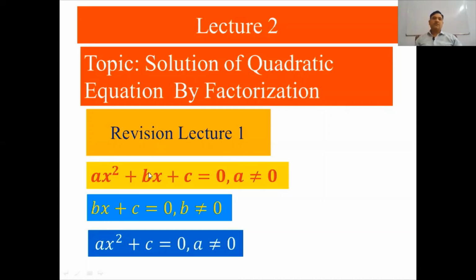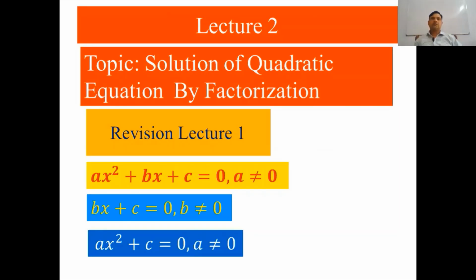Again, if the linear term b is equal to 0, we are left with ax square plus c is equal to 0. Again the condition is that a is not equal to 0. So this is a quadratic equation, but this time it is known as a pure quadratic equation. So this is all about the previous lecture.